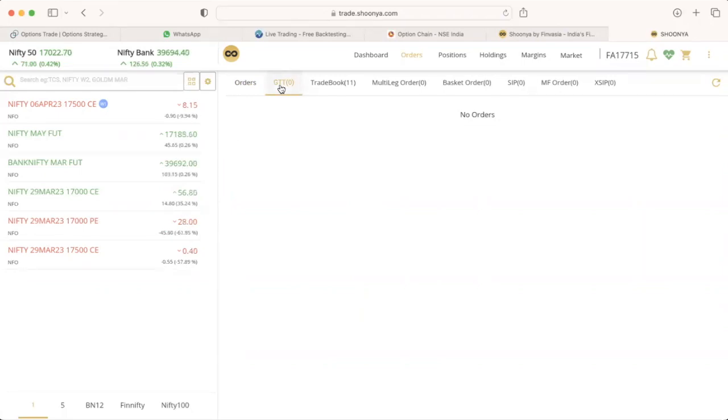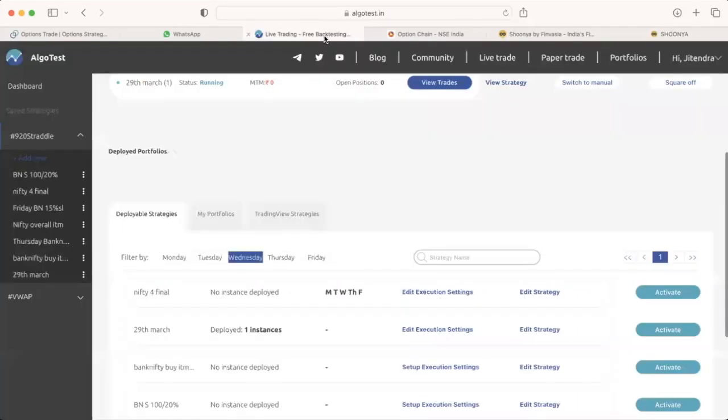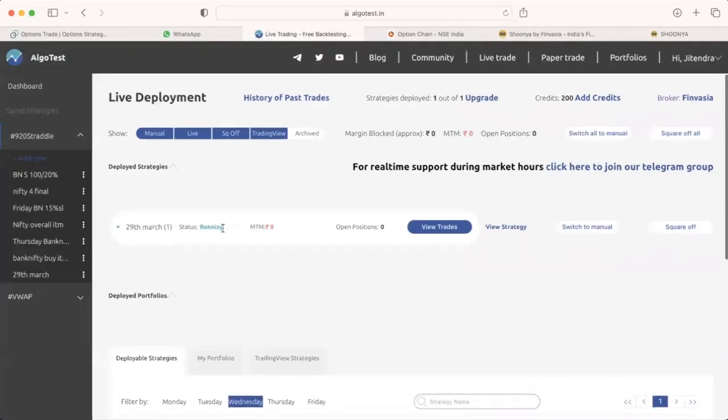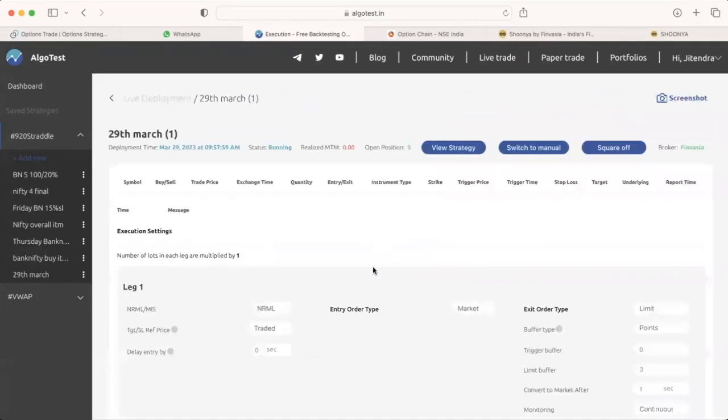It's 9:59:20, 30 seconds, 35 seconds, 40 seconds. So this strategy is running. 46. When you view trade, there is no trade because we still have 8-9 seconds left.